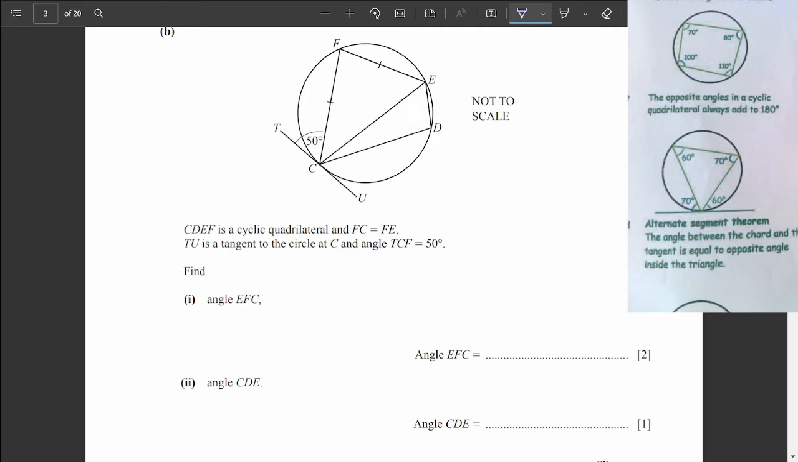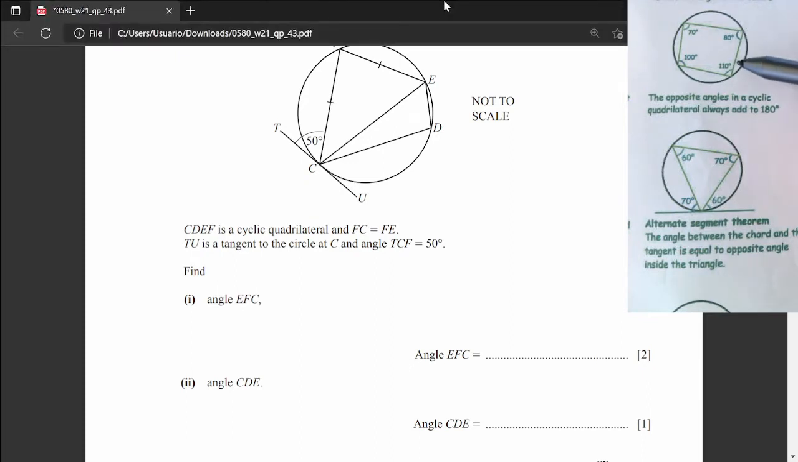Question 2b, we got a cyclic quadrilateral. Remember, in a cyclic quadrilateral, opposite angles equal 180 degrees. We got the tangent, so look at any circle theorems that involve a tangent. All right, and we got that 50-degree angle. So first of all, okay, tangent theorems.